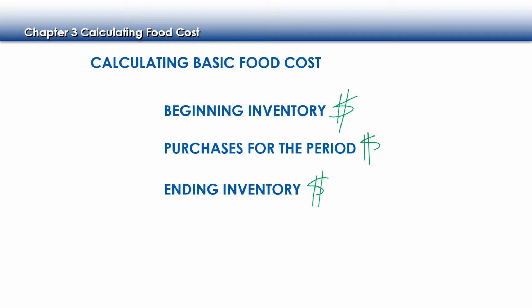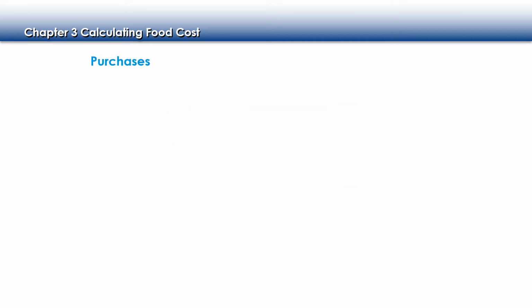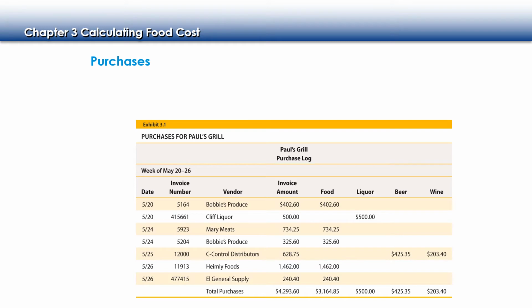So where do we get all of these dollar figures? Well, we can look at our purchases and our invoices from all of our different purchases. For the month, we can look at our purchases to determine how much we paid for things when we want to value our beginning and ending inventory. So this is an overall view of invoices for each particular date that we received product.